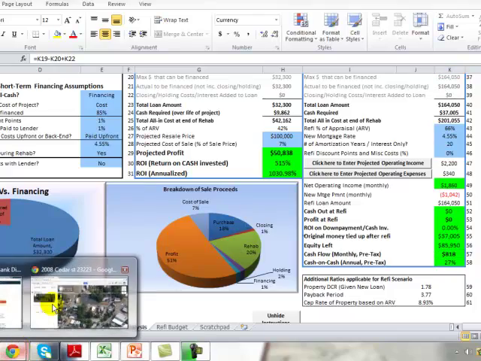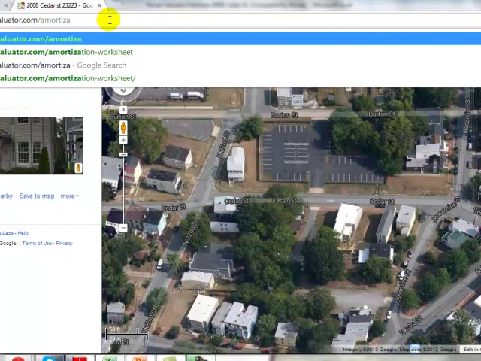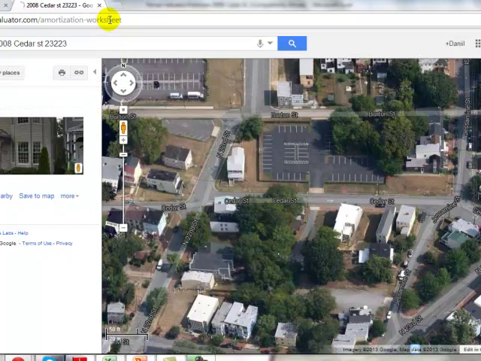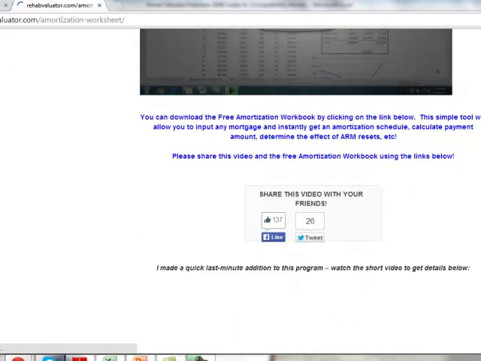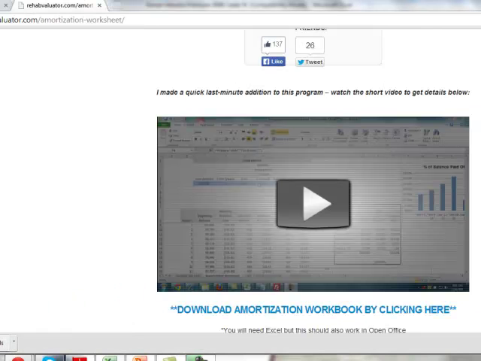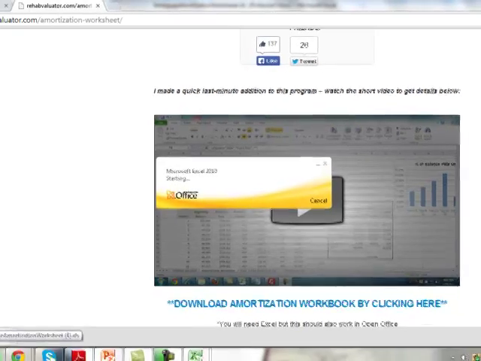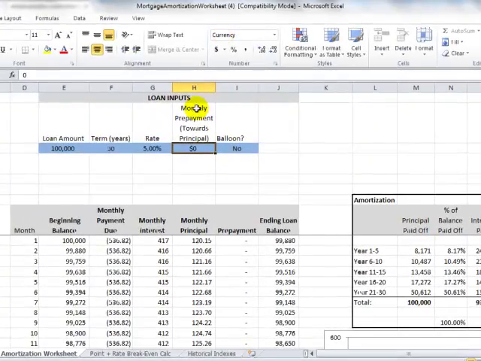Well, there's a free tool that you can download. If you go to rehabvaluator.com, amortization worksheet, there's a free tool that I've made available to you, and I'm going to show you how to use it. Click here. We're going to download it. This tool will allow you to model any mortgage, fixed rate, ARM, balloons, anything in between.